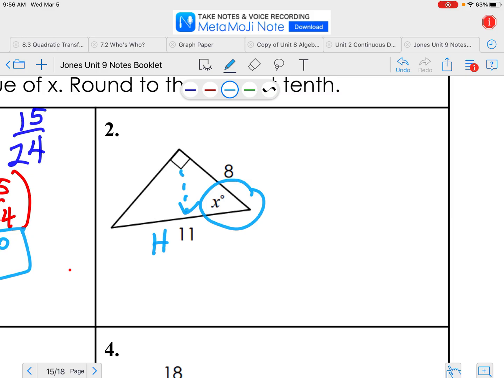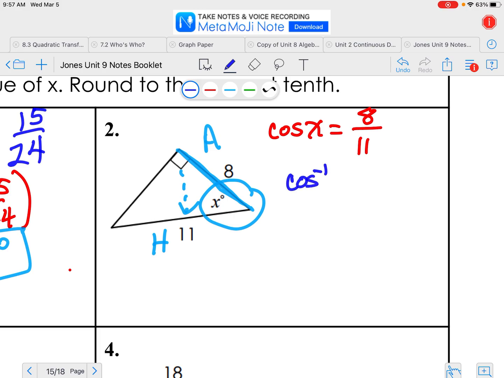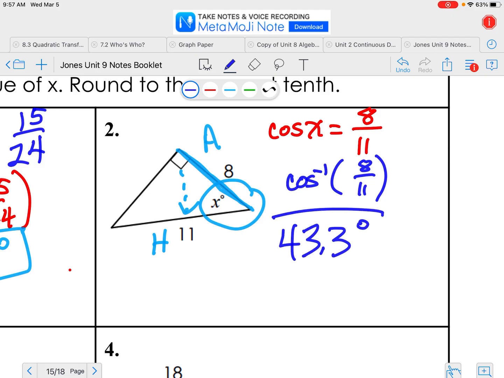Across from the right angle is hypotenuse. The side that helps make the angle and is in the circle with it is adjacent. Which trig function uses adjacent and hypotenuse? That would be cosine. So I want to put in my calculator the inverse cosine of 8 over 11, and I get 43.3 degrees. So far there's not really anything hard about this.